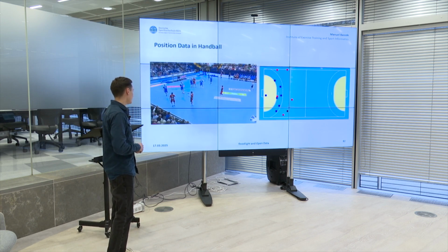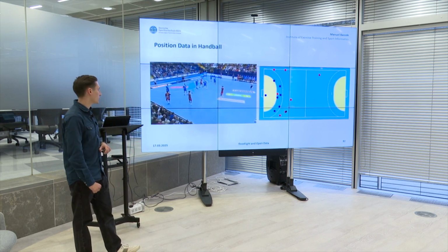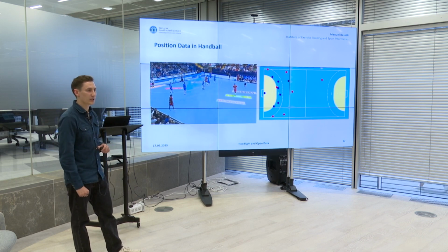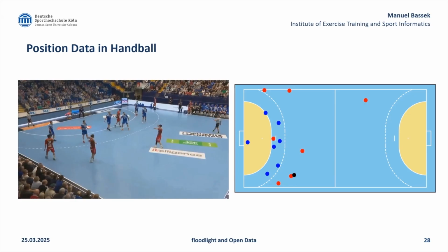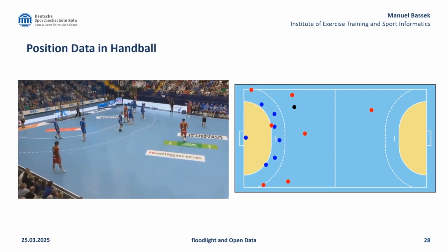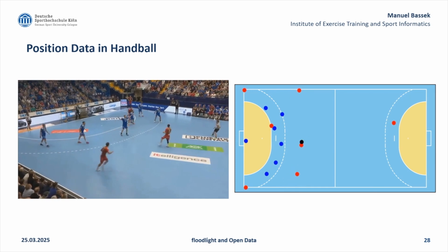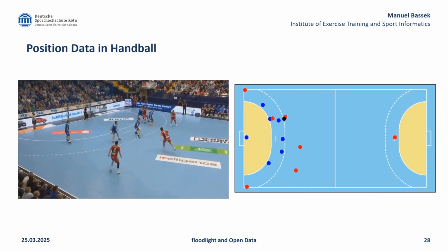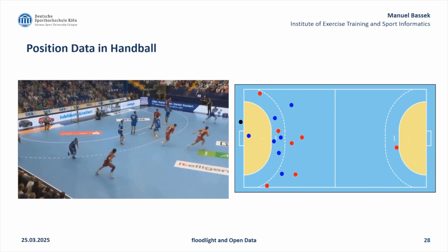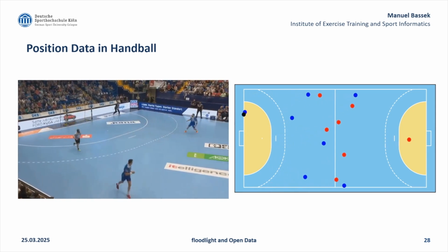So in handball, we also have position data. It gets tracked by a local positioning system. But one thing we don't get is any sorts of flags within the data. So we don't have a possession flag. We don't have a ball activity flag. This is something that you often get in football data. And this provides quite a challenge to researchers.